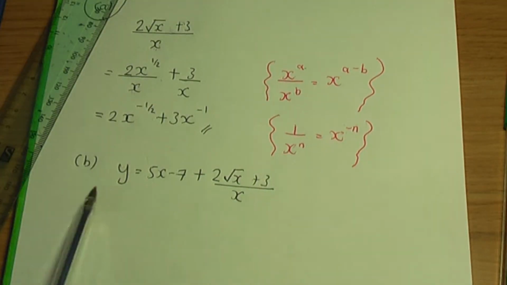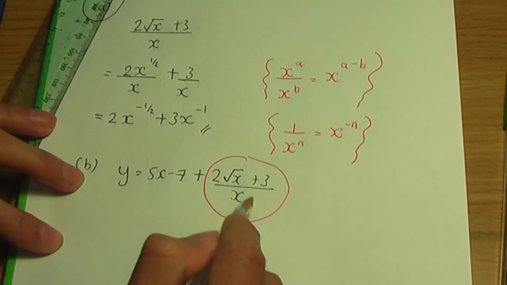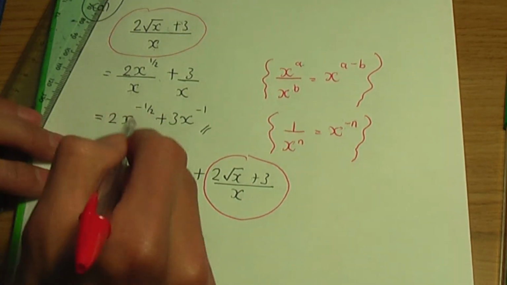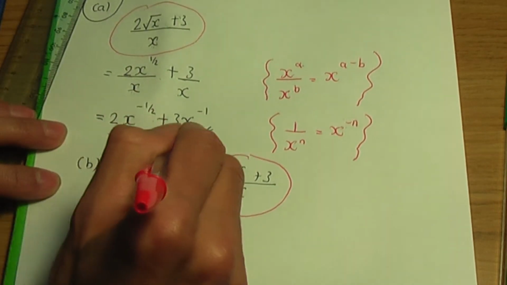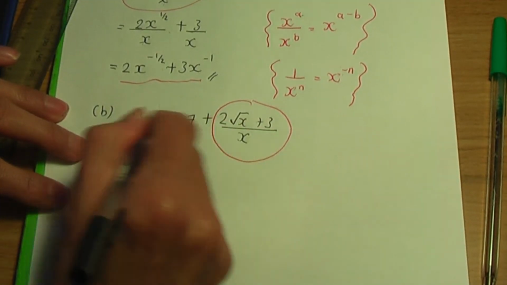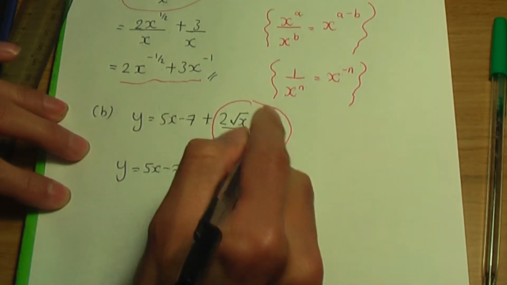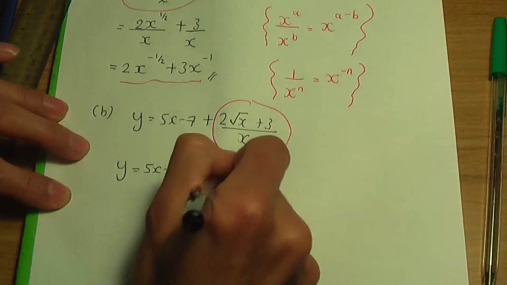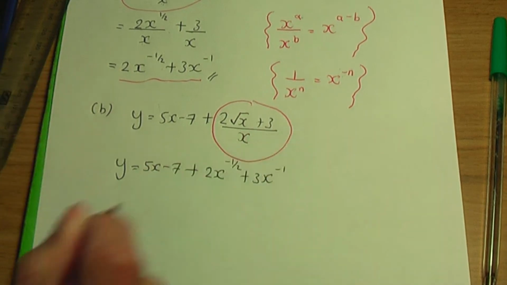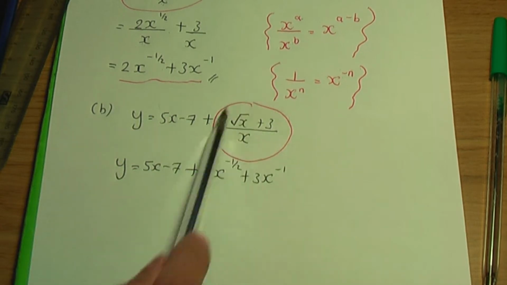Now, here is the equation for y. If you cast your eyes to this term here, we already simplified that. So this term and this term are the same, and we simplified that term in part A. That simplifies to this term here. So as a result, let me rewrite this equation for y as 5x minus 7 plus, and we simplified this term and it gave us 2x to the minus half plus 3x to the minus 1. So this is what we have for y as a result of the answer to this term.